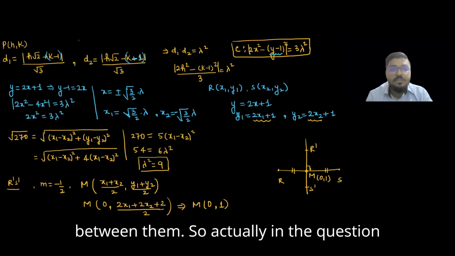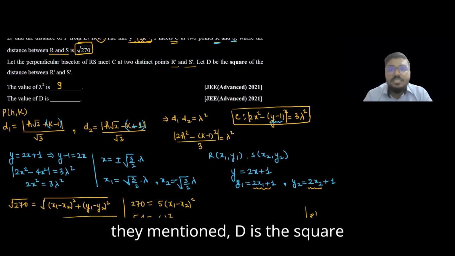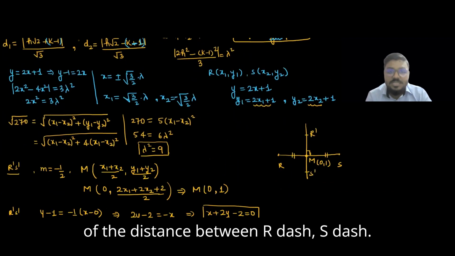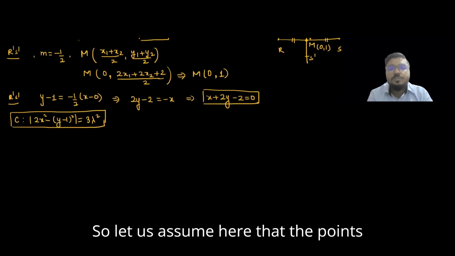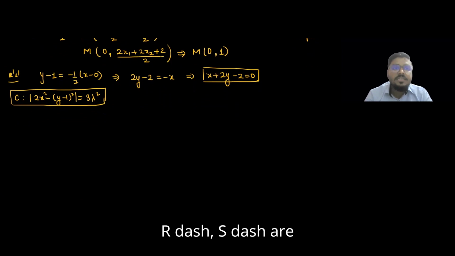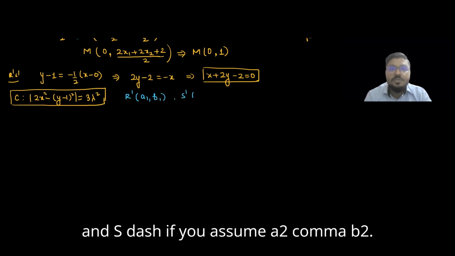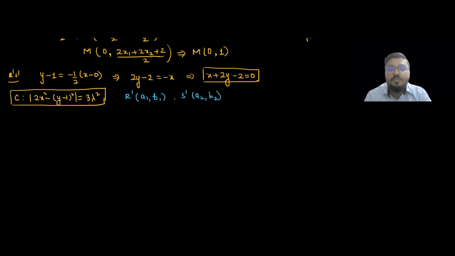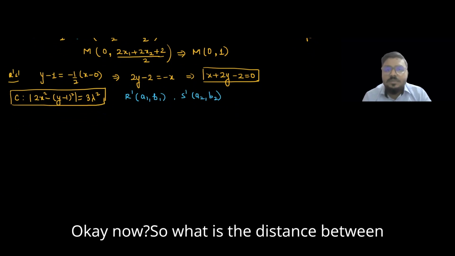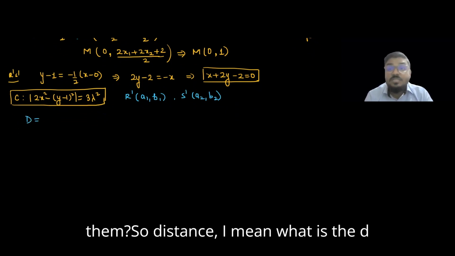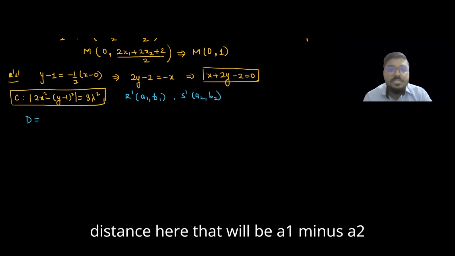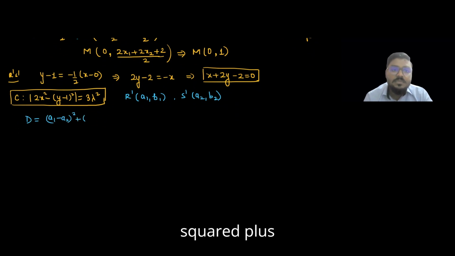So actually in the question they mentioned D is the square of the distance between R dash S dash. So let us assume here that the points are R dash, let us say it is A1 comma B1, and S dash if you assume A2 comma B2. Okay now. So what is the distance between them? What is the D value? D value is the square of the distance here. That will be A1 minus A2 square plus B1 minus B2 square.